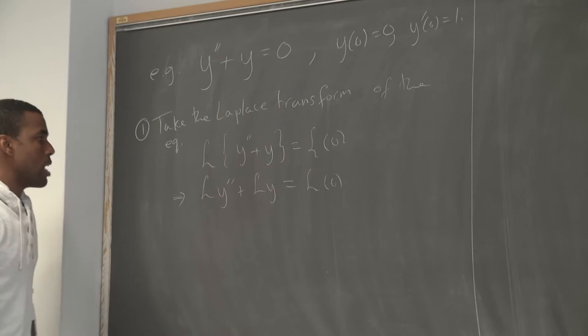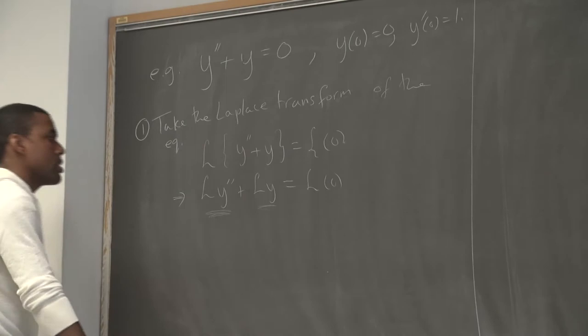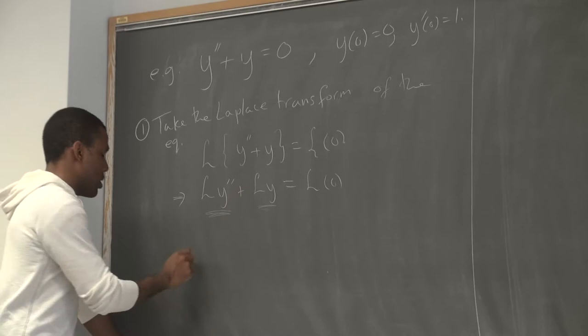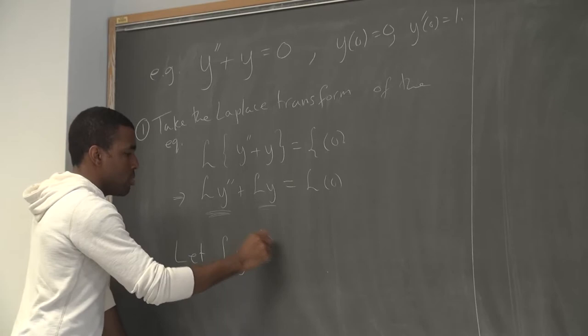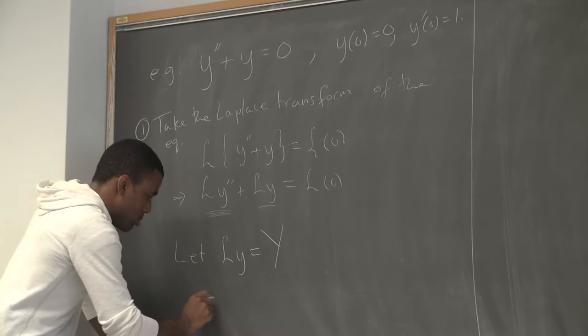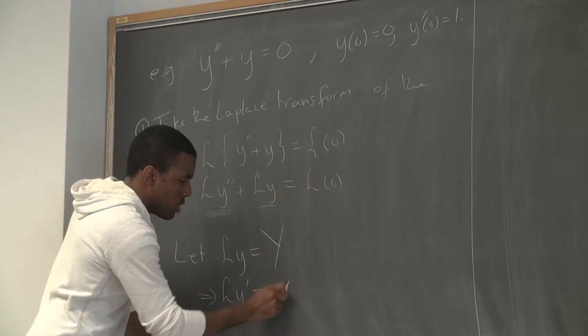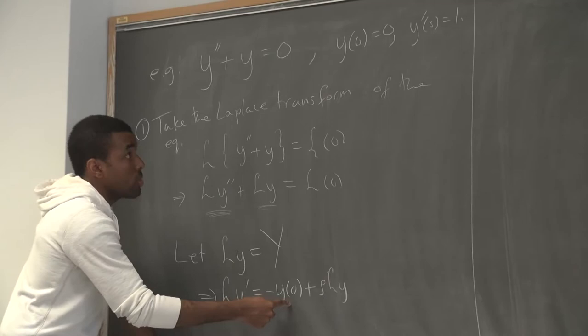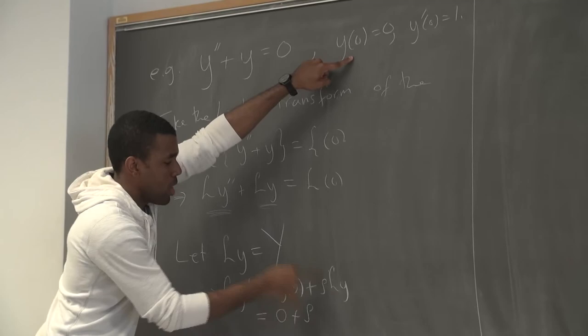And that's where those forms that I just gave you come in handy, right? Usually we like to use another variable because we don't like writing L of y all the time. Big Y is usually used. So you let the Laplace transform of y be big Y. This would mean that the Laplace transform of y prime is going to be minus y of 0 plus s times the Laplace transform of y. Minus y of 0 is, from here, just 0, plus s times big Y. So the Laplace transform of y prime here is just sY.